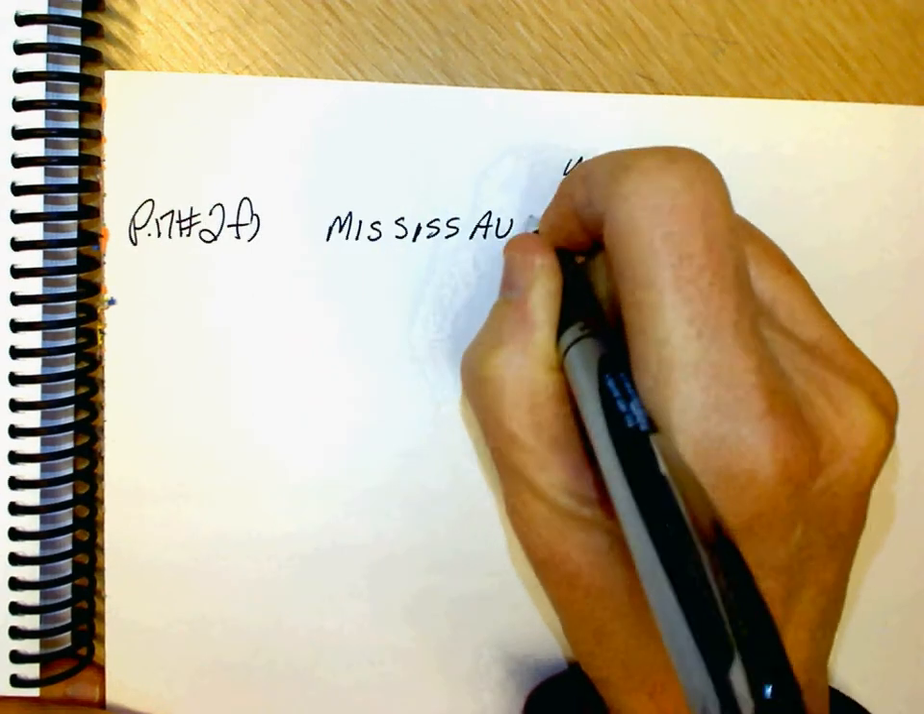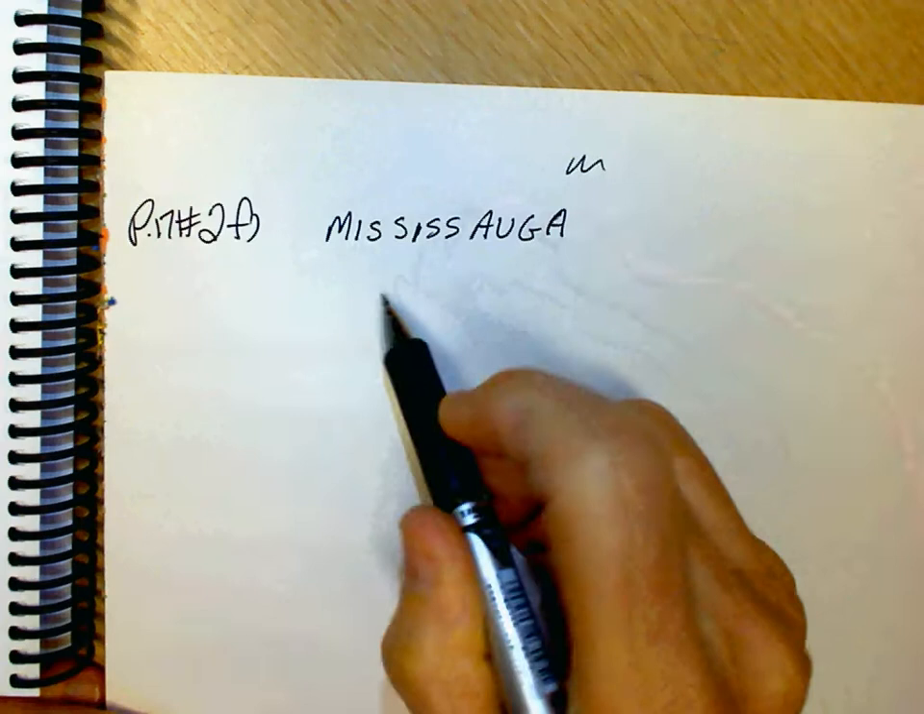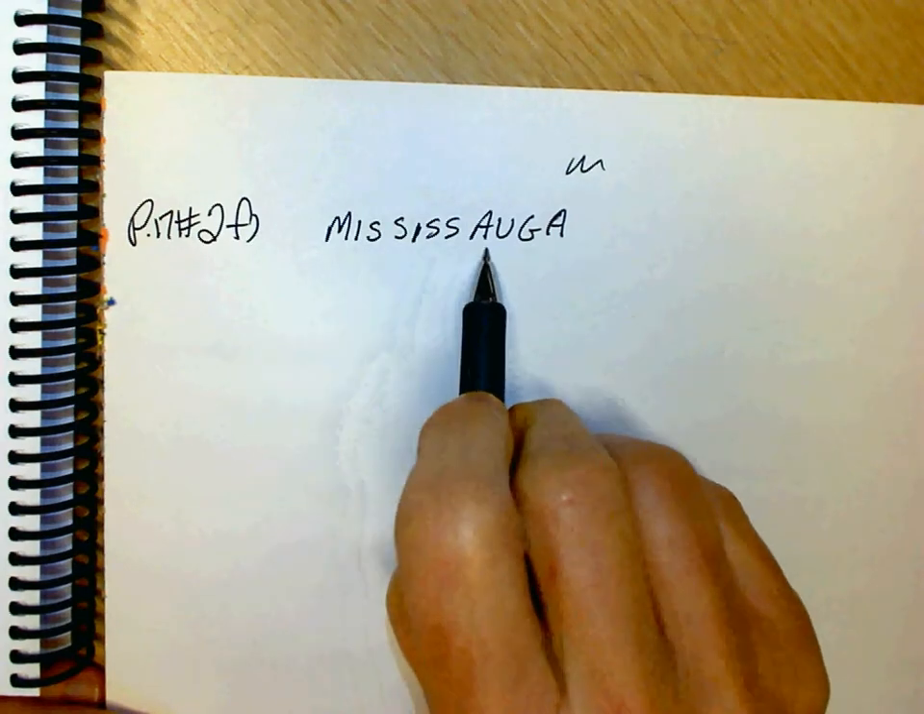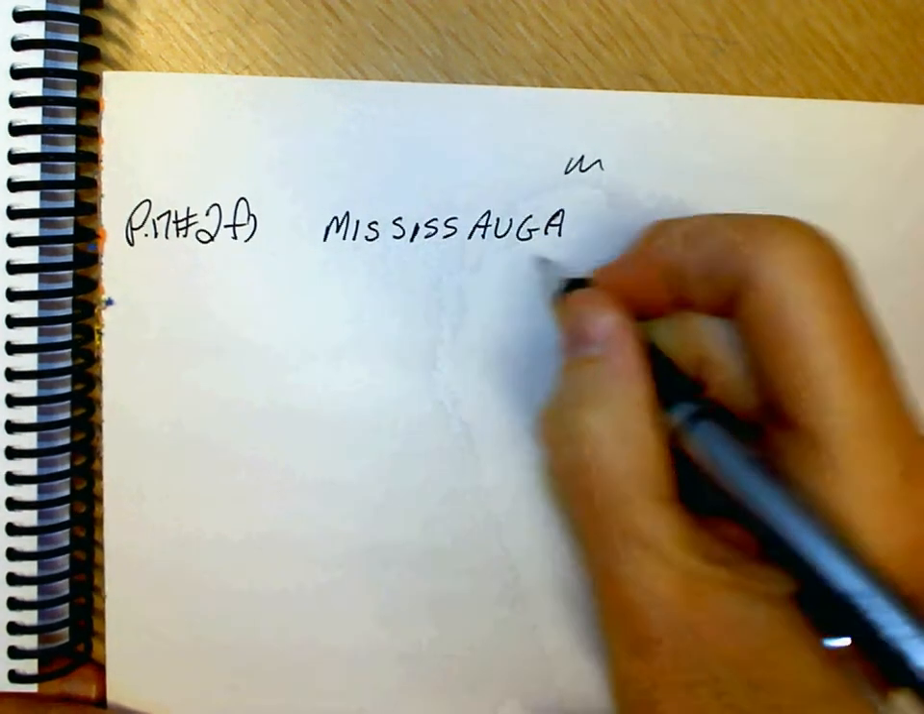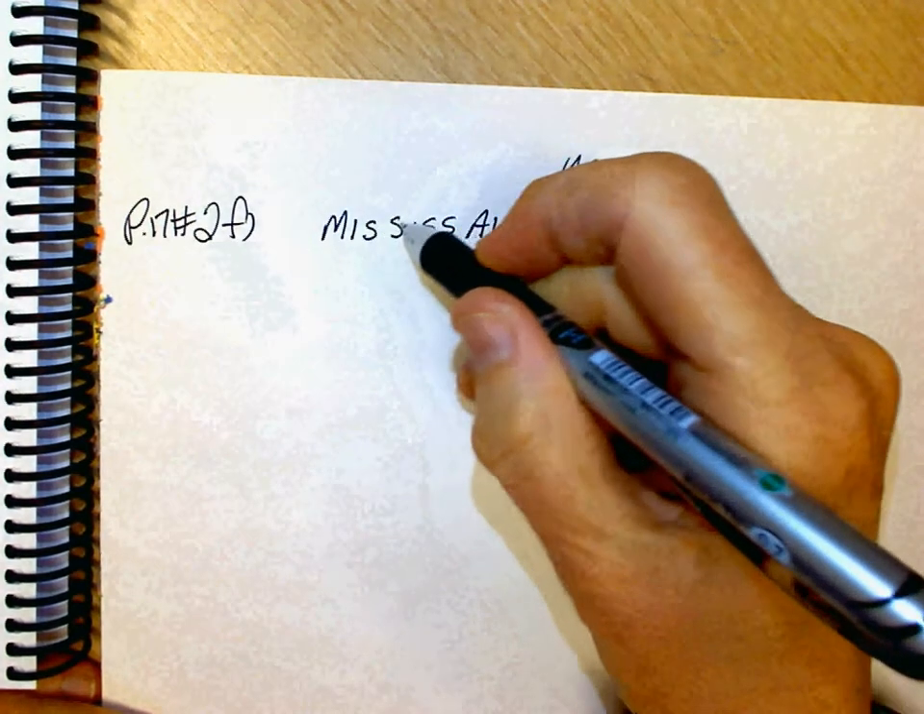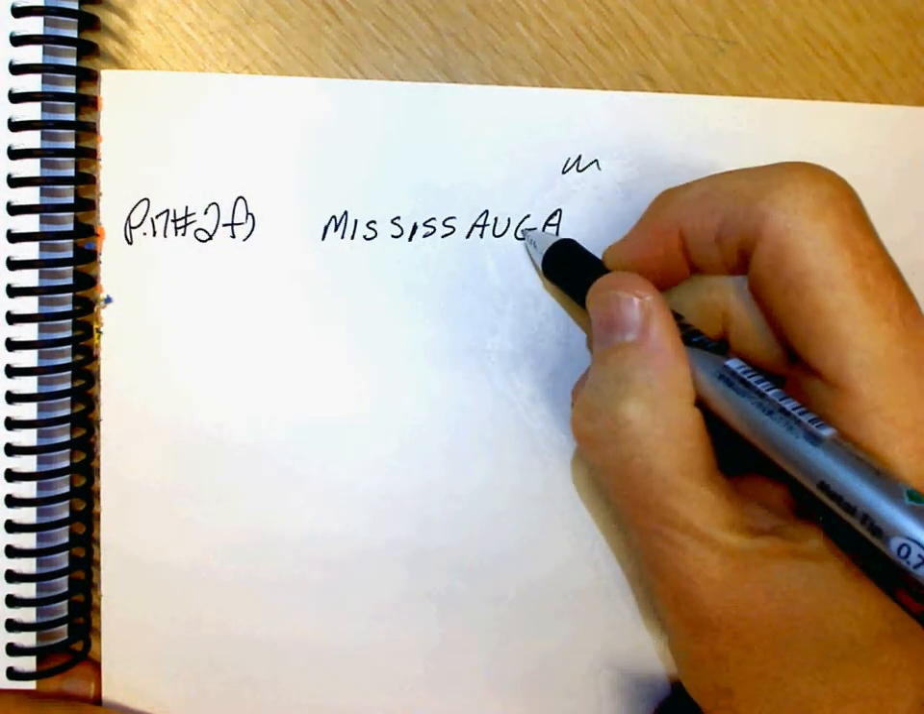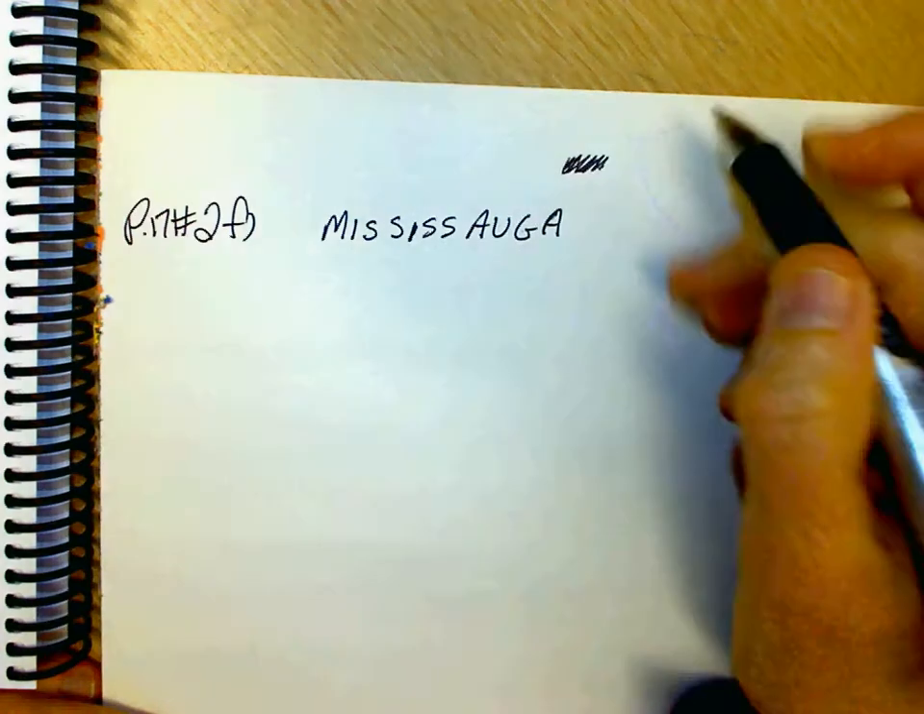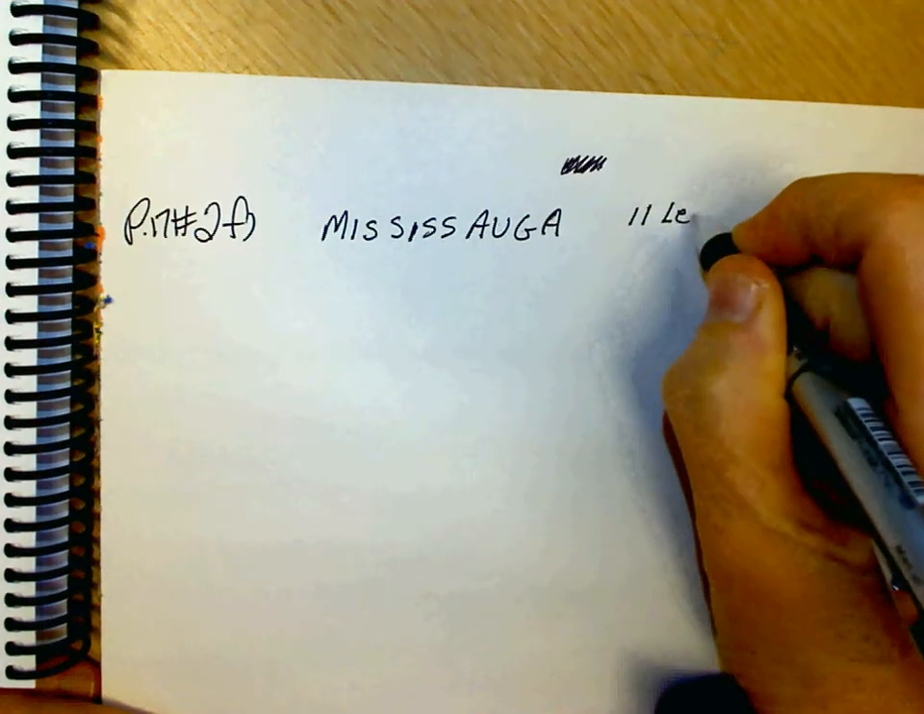So there's a lot of repetition happening here. Mississauga. So let's count. There's 1, 2, 3, 4, 5, 6, 7, 8, 9, 10, 11. 11 letters in total.